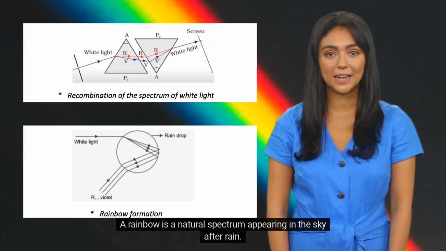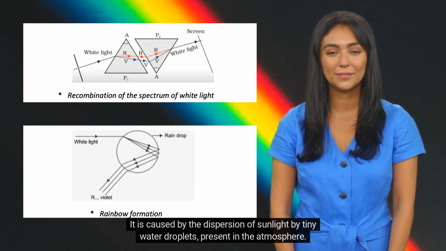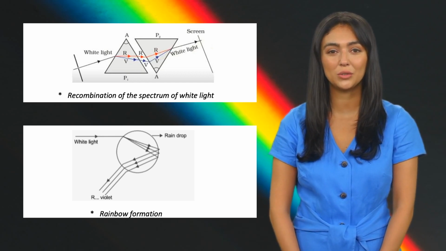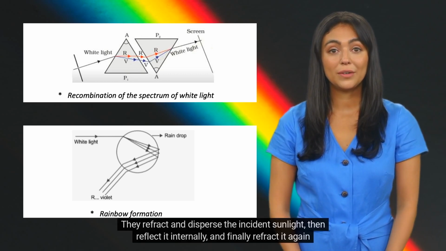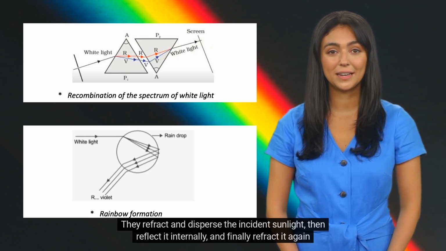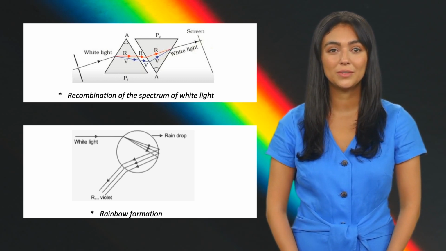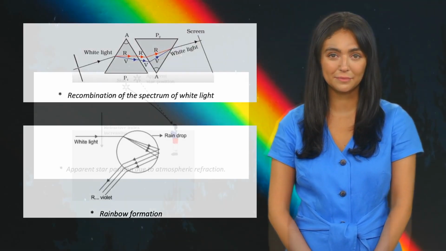A rainbow is a natural spectrum appearing in the sky after rain. It is caused by the dispersion of sunlight by tiny water droplets present in the atmosphere. The water droplets act like small prisms. They refract and disperse the incident sunlight, then reflect it internally, and finally refract it again when it comes out of the raindrop. A rainbow is always formed in a direction opposite to that of the sun.